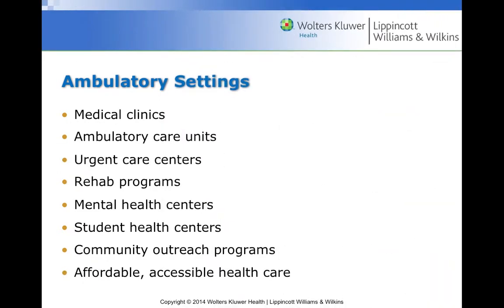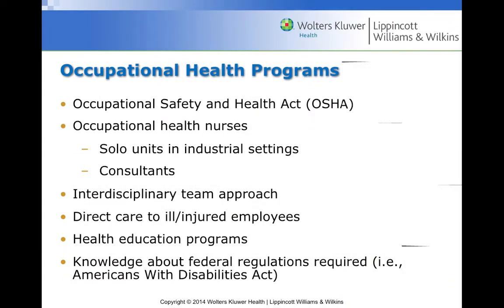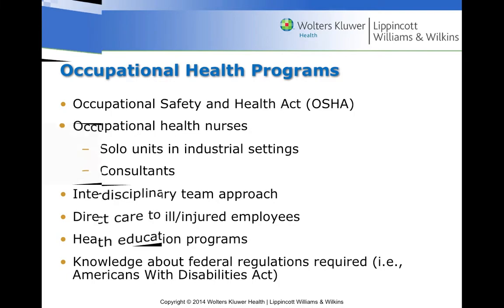Your ambulatory care settings, like I said, your urgent care centers, your rehab, mental health facilities, and your affordable, accessible health care. Also, with your occupational health programs, you have OSHA, which does come in and survey, and they're something like JCO, so you do want to be familiar with that, your health education programs, and you want to know about the federal regulations that are required, especially with those who are disabled.